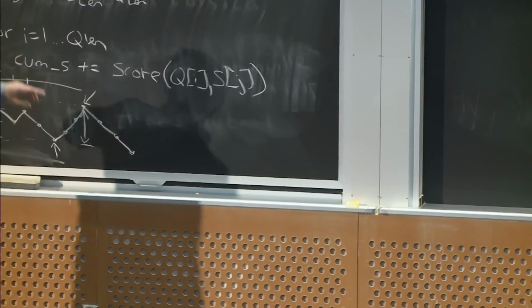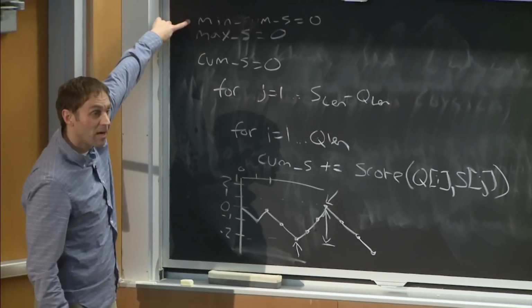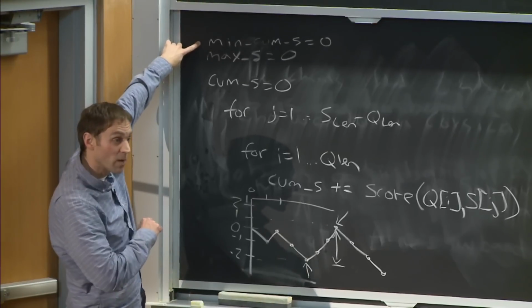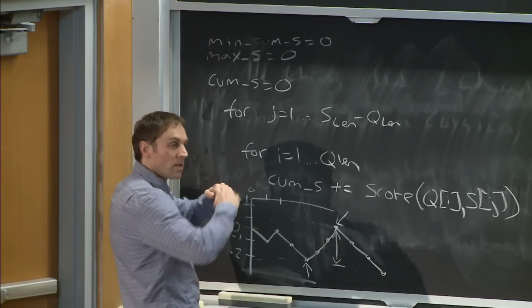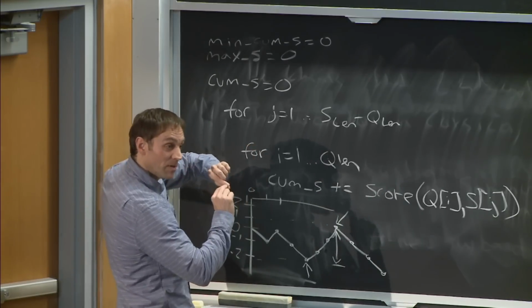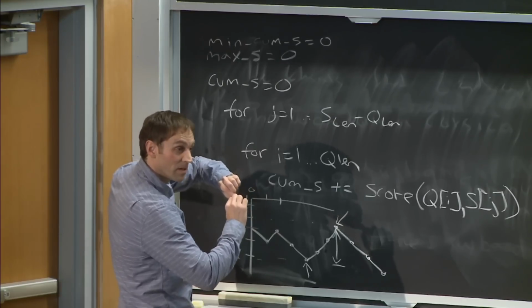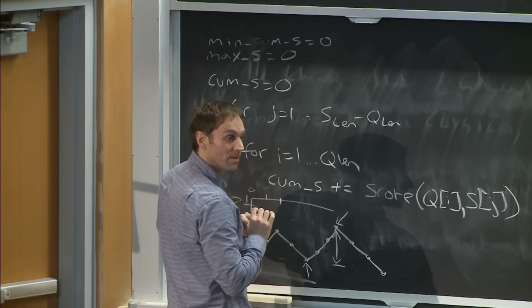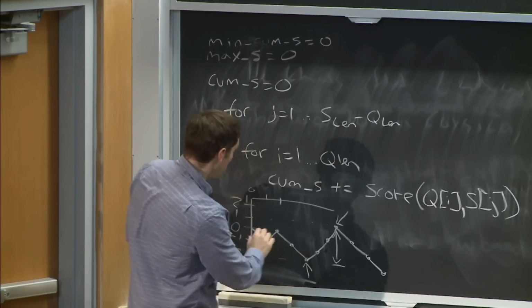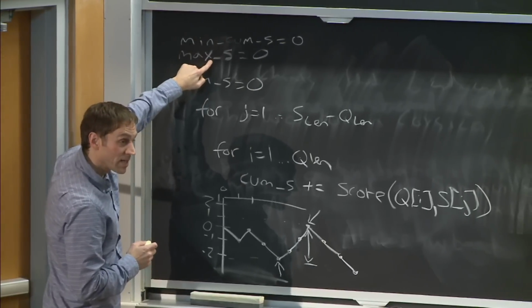I'm not sure I got all that. But you're keeping track of the cumulative score, okay? The minimum that cumulative score ever got to, and the maximum difference, the maximum that you ever in the past have gone up, where you've had a net increment upwards. Okay? So here, this variable max s would be initialized to 0.